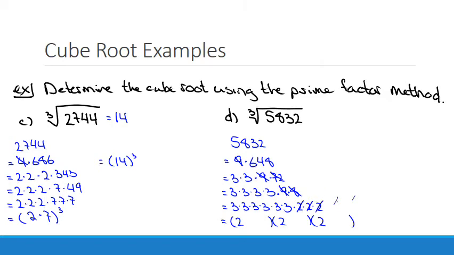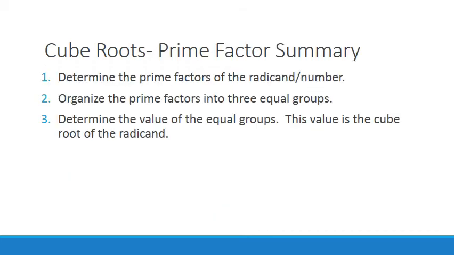If I count up the 3s, I have 1, 2, 3, 4, 5, 6 of them. So each bracket can get 2 of them. And then that would break up my 6 3s. Determine the value. So 2 times 9 is 18, and there'd be 3 18s. So then the cube root ends up being 18 for this question.